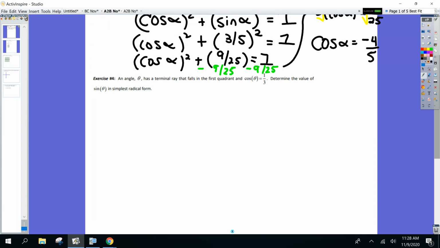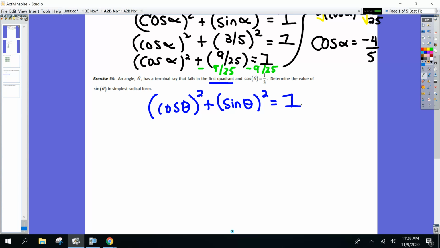So now I'm back to theta. Now I'm in the first quadrant. So even if you want to put it in the back of your mind, what do you know about everything in the first quadrant? Everything's positive. So at the end, you're just thinking, okay, my answer has to be positive at the end of this. Cosine, I'm just rewriting the theorem. Plus sine squared, I'm just rewriting everything. Equal to 1.